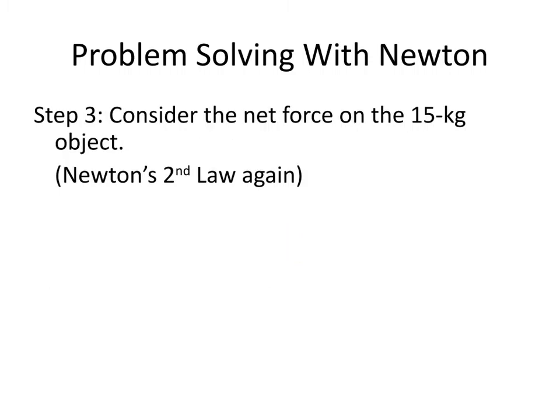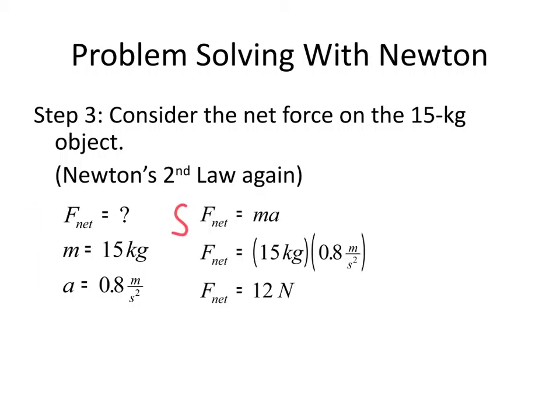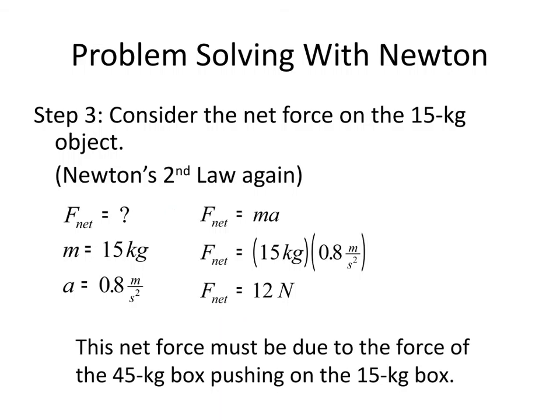Now we're going to look at the net force only on the 15 kilogram box. We'll use Newton's second law again, but our given value for mass is a little bit different. Our acceleration is known now from the first part. So our unknown in this case is the net force, but only on the 15 kilogram box. So we select our equation and we multiply and we get a net force of 12 newtons acting on the 15 kilogram box. And that net force has to be due to the force of the 45 kilogram box pushing on the 15 kilogram box. There are no other horizontal forces acting on the 15 kilogram box.